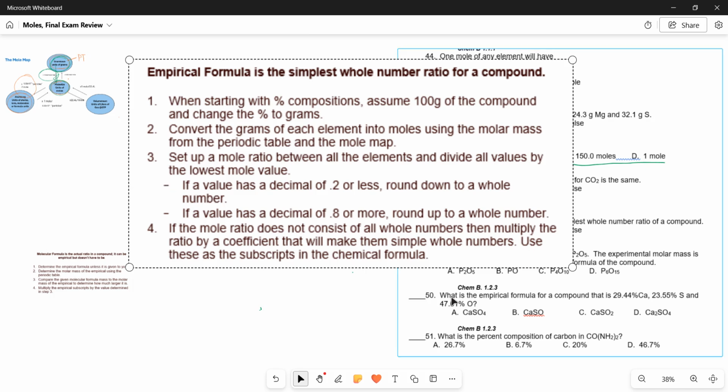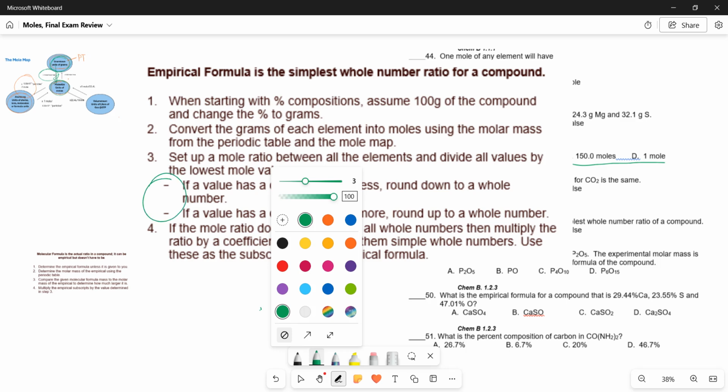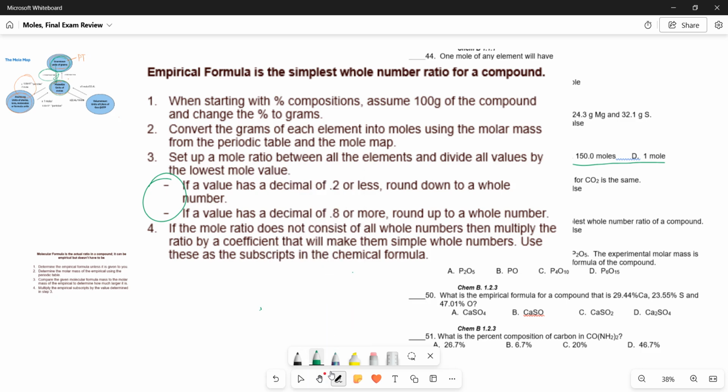Here's the tricky part. If I was doing a college chem class or an AP class, I would do something a little more difficult with my calculations. When I divide the ratios by the smallest in that ratio, if I have an answer that has a decimal of 0.2 or less, I can just drop it and leave the number alone. If I have a value that has a decimal of 0.8, I now have to round that number up to a whole number. And then if the mole ratio does not consist of all whole numbers, then I have to multiply it.